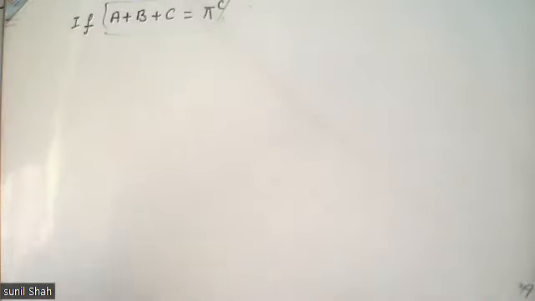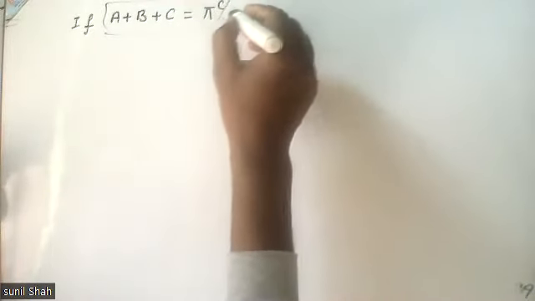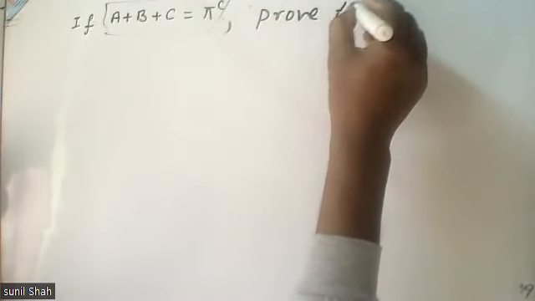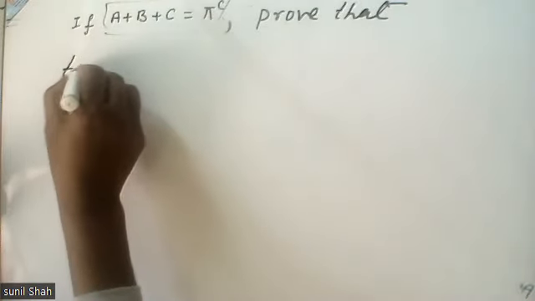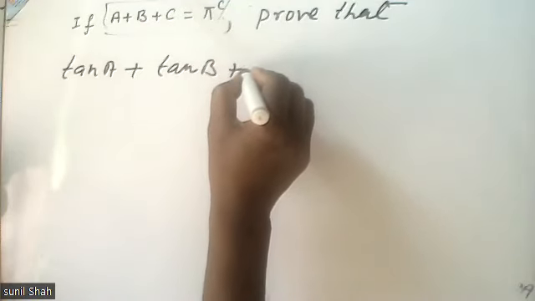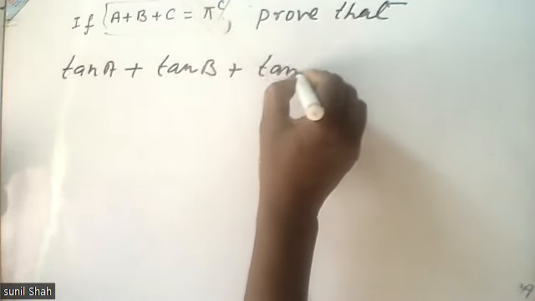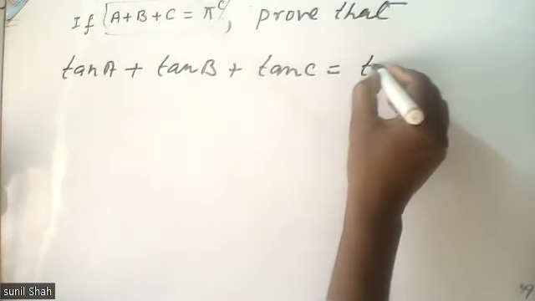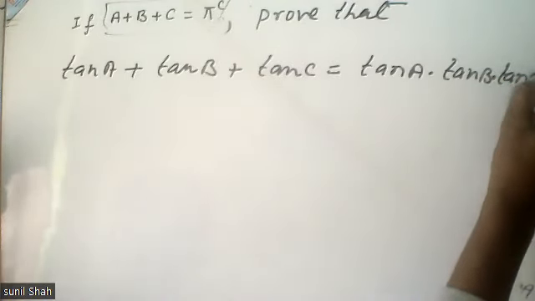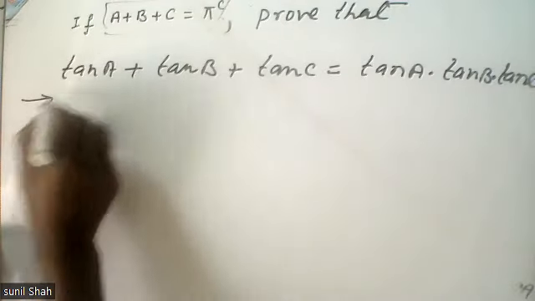If A plus B plus C is equal to pi, then prove that tan A plus tan B plus tan C is equal to tan A into tan B into tan C. This is a short question. Here we start with this again.